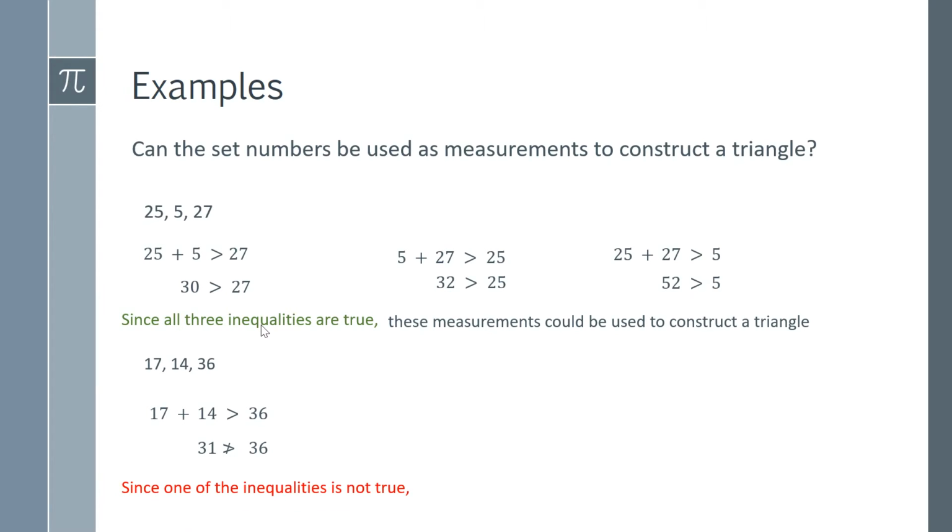So since one of the inequalities is not true, then the measurements could not be used to make a triangle. So those three values, 17, 14, and 36, could not be used.